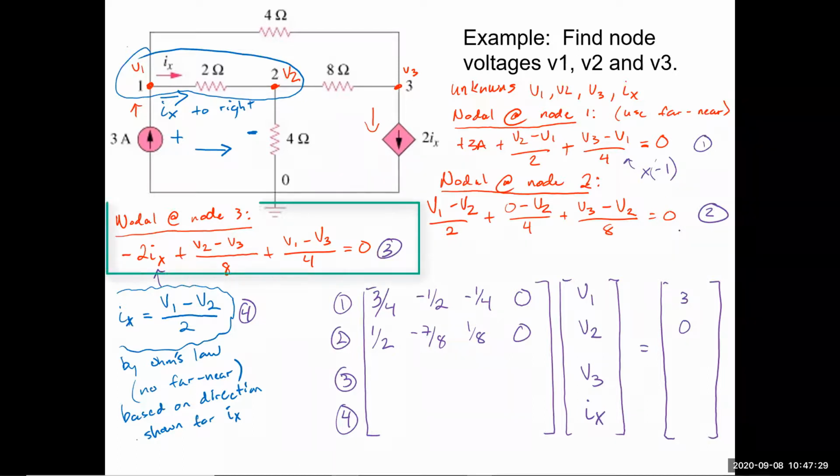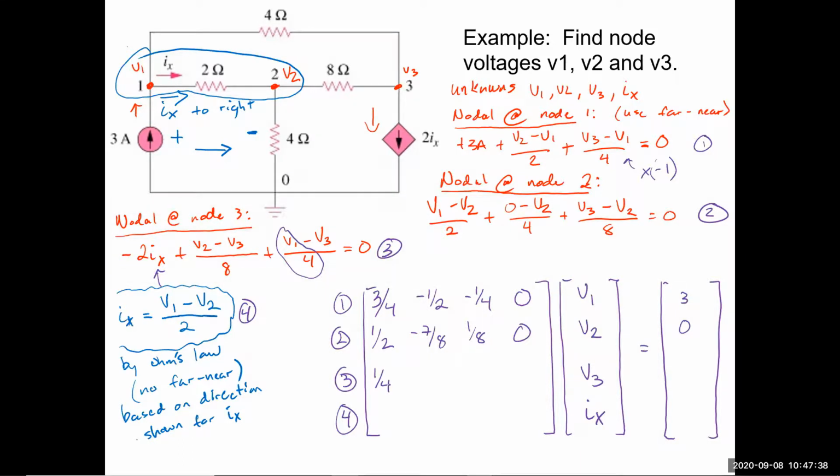Now let's do equation 3. For V1, we get a 1/4 V1. For V2, we're getting a 1/8 V2. For V3, we've got a minus 1/8 and a minus 1/4, which ends up being minus 3/8. And then there actually is an Ix term in equation 3, so let's pop that in, and it's minus 2Ix, all equal to 0, as we had shown on the other side there.